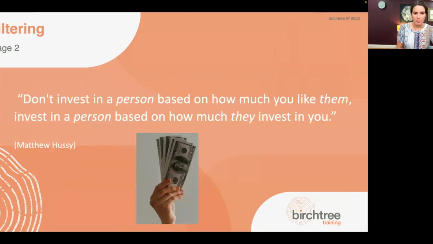Got a quote here from Matthew Hussey: "Don't invest in a person based on how much you like them. Invest in a person based on how much they invest in you." So even if someone has all these amazing qualities, they're really charming, they've traveled a lot, they care a lot about their friends and make time for them, those could be great qualities. But if they're not showing those qualities directly in your relationship, then it's not worth anything.